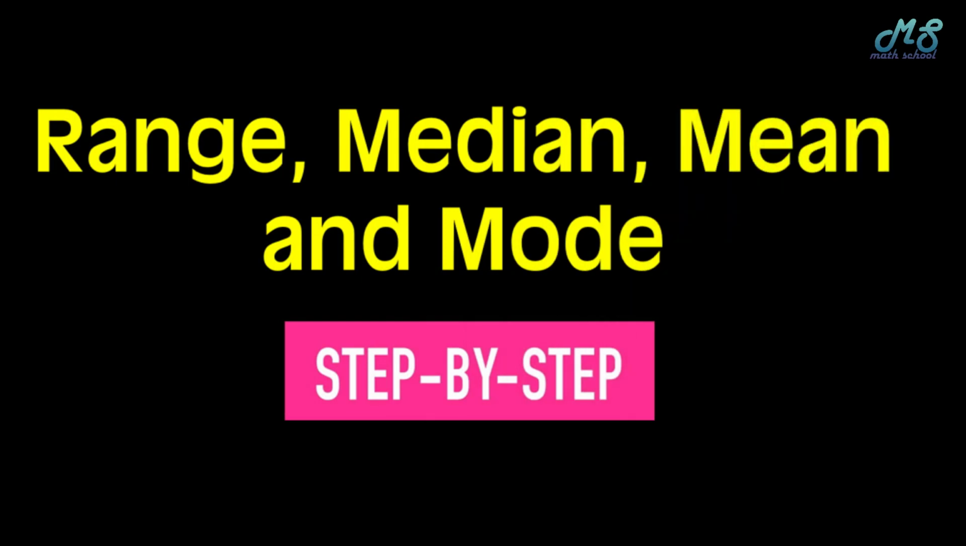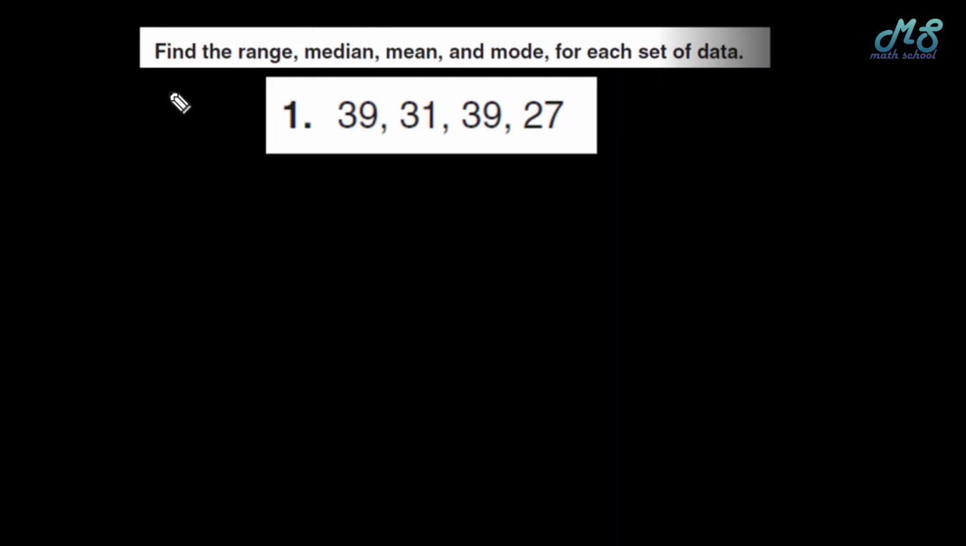Hello everybody, hello grade 5. Today we will study how can we find the range, the median, the mean and the mode of a set of values step by step. So let's start. First group: 39, 31, 39, 27.